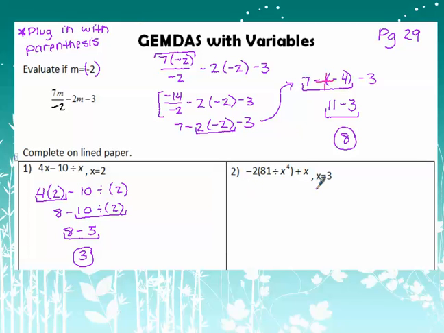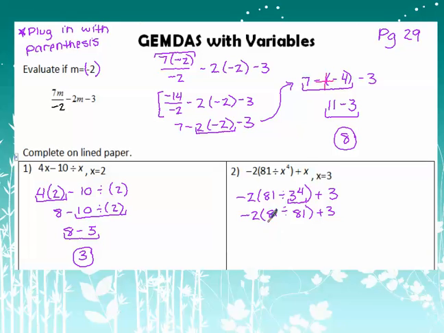So I'm plugging in a 3 for my problem. So I'm going to write -2 times 81 divided by 3 to the 4th power, close your parentheses, plus 3. Alright, make sure you're very careful by copying it correctly. Now I have groupings here and I have an exponent inside of my grouping, so I need to solve that first. So I have -2 times 81 divided by 3 to the 4th power is 81. So that's what I solved right there.